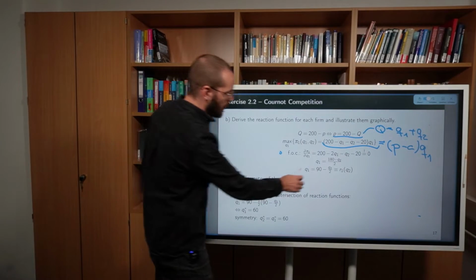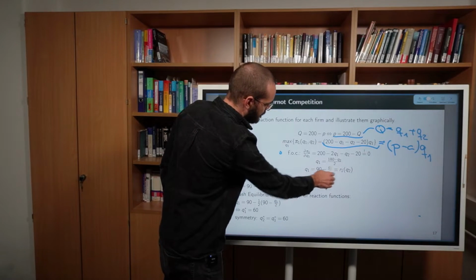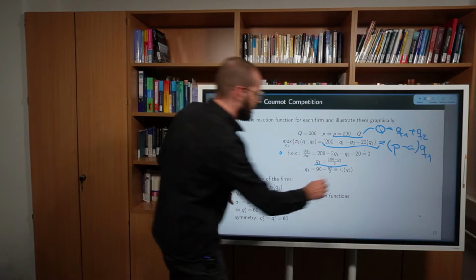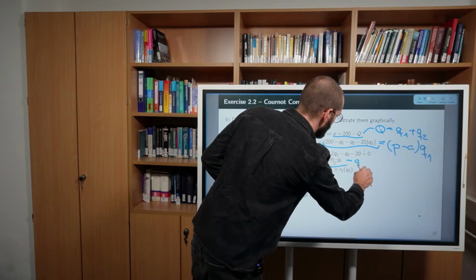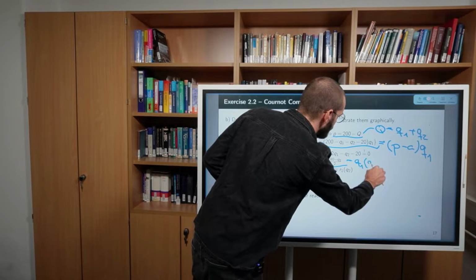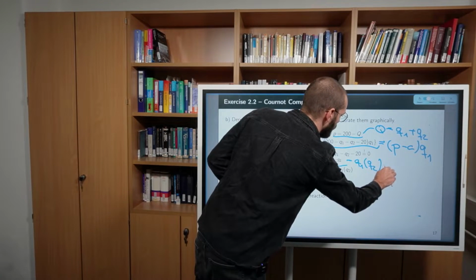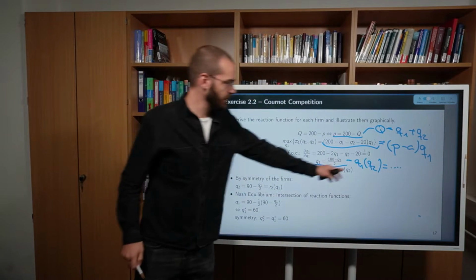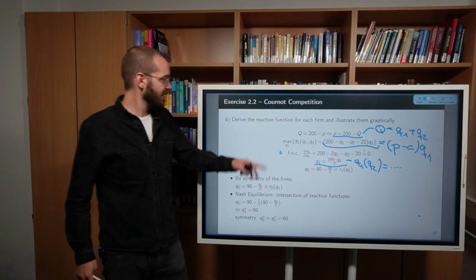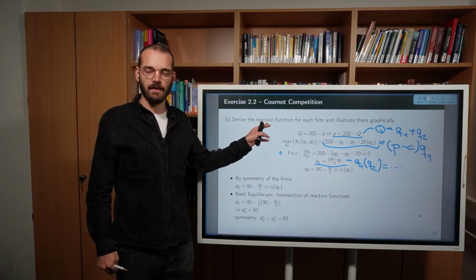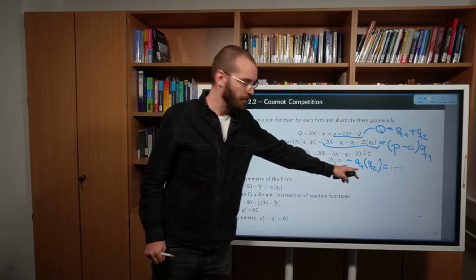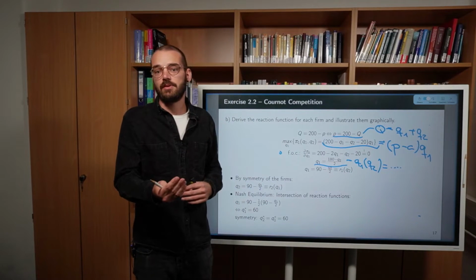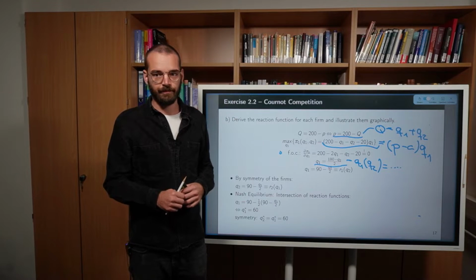Okay, so what we have calculated here is a function q1 of q2, which equals some expression. All right? So what do we have now? It's of course a reaction function. Okay? It is giving us the best response of firm 1 considering the strategic choice of firm 2.